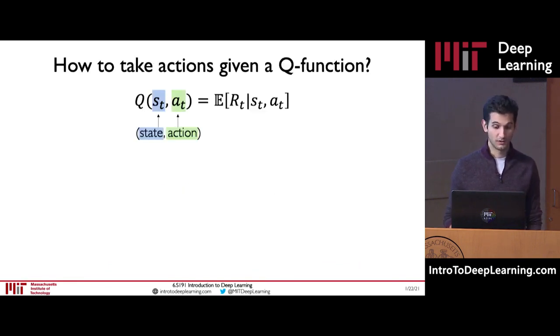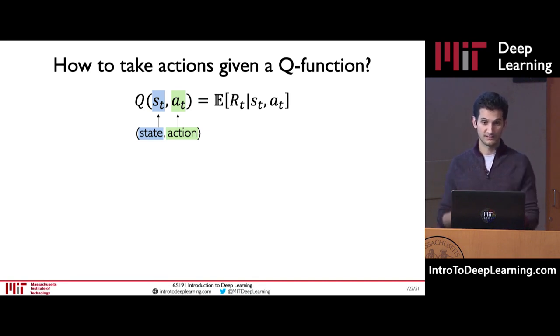So now the question is, if we are given this, let's say, magical Q function, let's say you don't care about how you get the Q function. Let's say I give it to you. So you're going to get some black box function that you can feed in two things to, the state and the action.